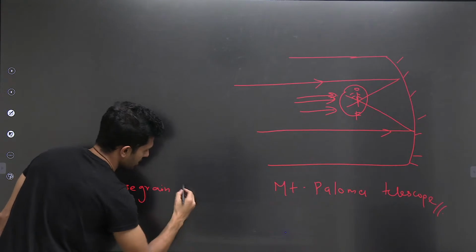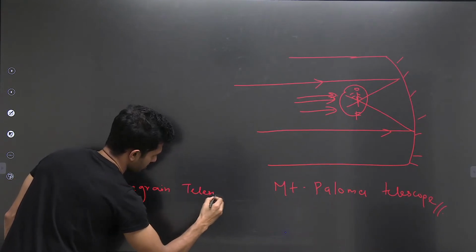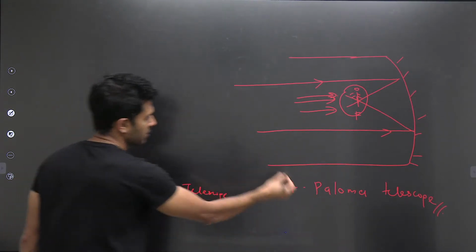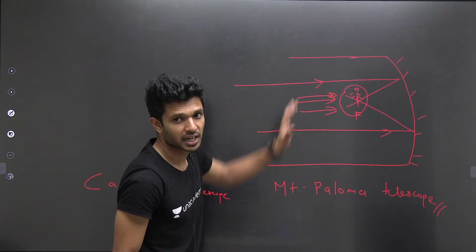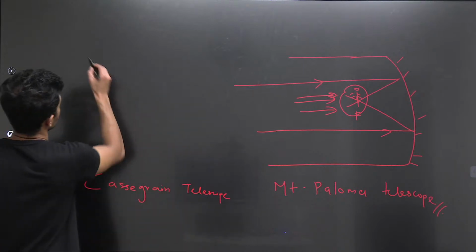Cassegrain telescope. Why are we replacing this Mount Palomar design? So that there will be minimum blockage of the light rays. And how will it be constructed?